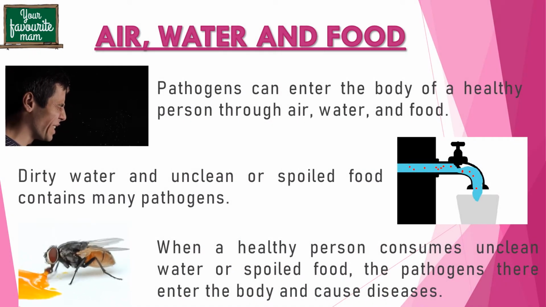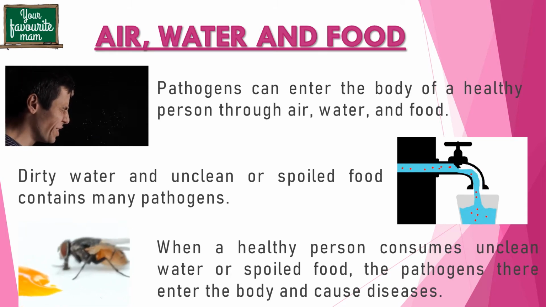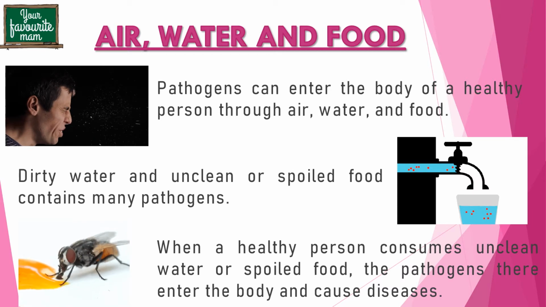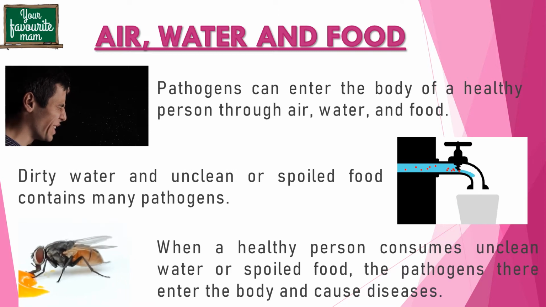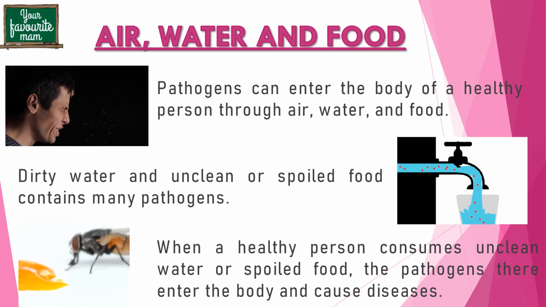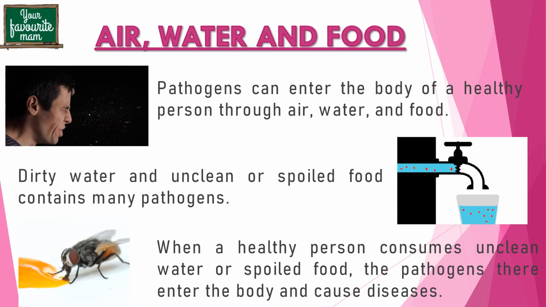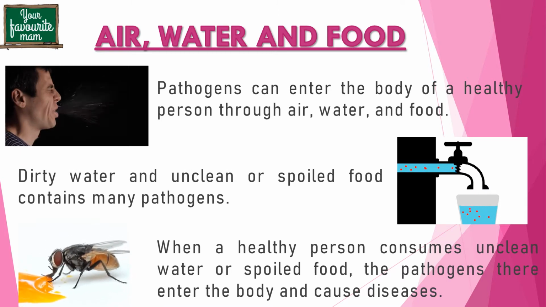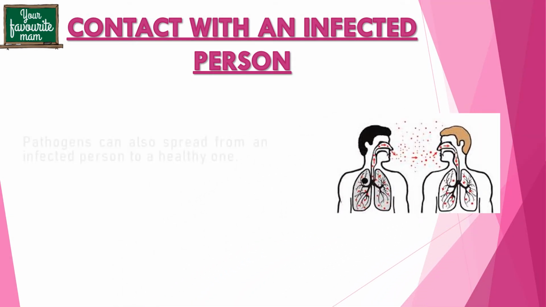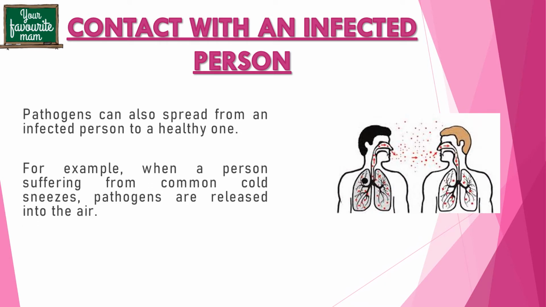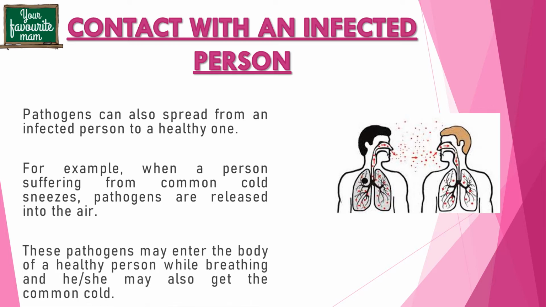So these pathogens or disease-causing microorganisms enter the body of a healthy person through air, water, and food. Dirty water or unclean or spoiled food may contain many pathogens. So when a healthy person consumes unclean water or spoiled food, these pathogens enter the body and cause diseases. So pathogens can spread on contact with an infected person. For example, when a person suffering from common cold sneezes, pathogens are released into the air. And these pathogens may enter the body of a healthy person while breathing, and he or she may also get the common cold.